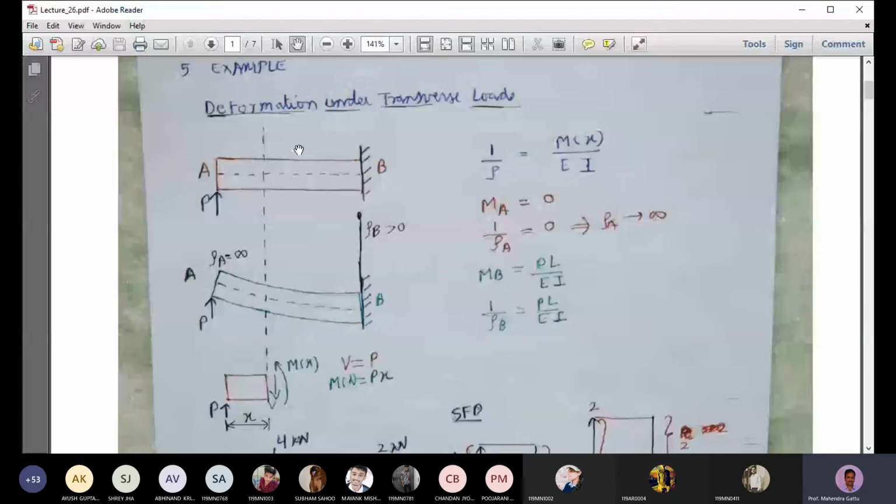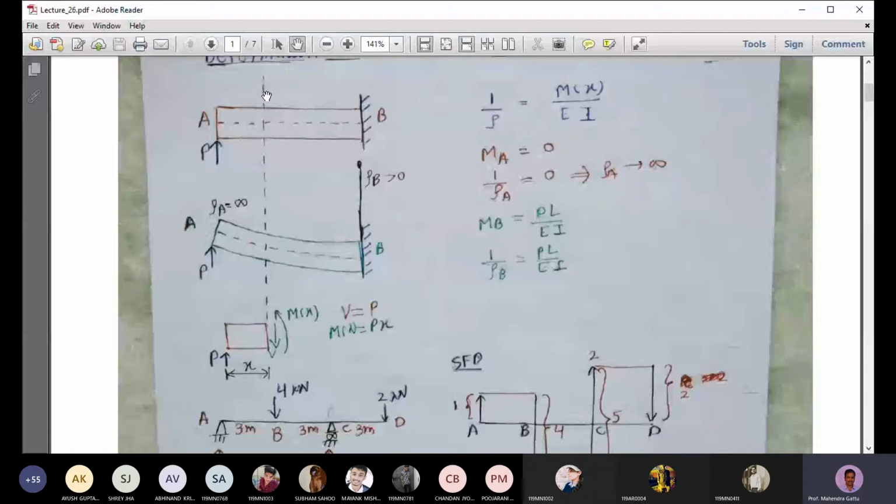So basically we have here a cantilever beam, free at one end and fixed at the other end. It is subjected to a point load at the free end. We have already found the relationship between the curvature of this line, that is the neutral surface, and the bending moment. So 1 by rho is equal to M of x by EI. EI is the flexural rigidity, and M of x is the bending moment occurring at that section.